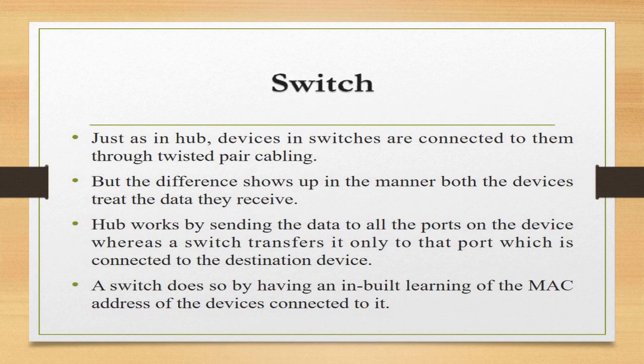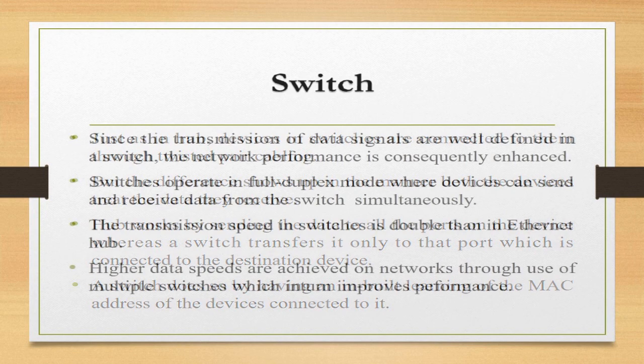A hub works by sending the data to all the ports on the device, whereas a switch transfers it only to the port which is connected to the destination device. A switch does so by having an inbuilt learning of the MAC addresses of the devices connected to it.